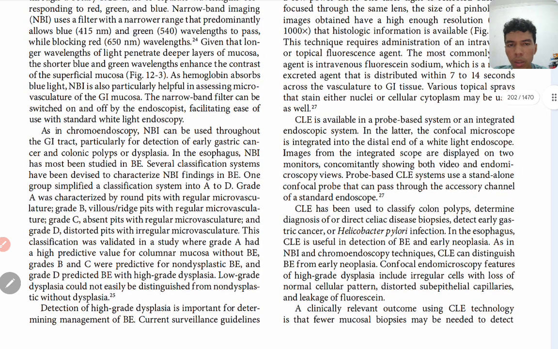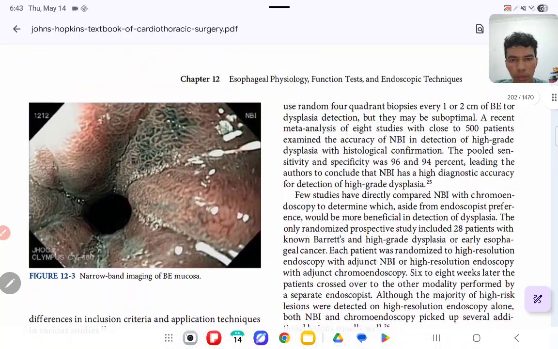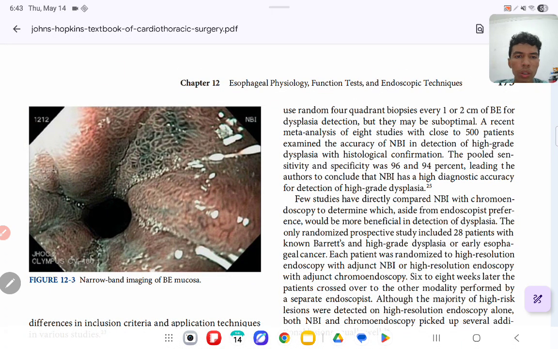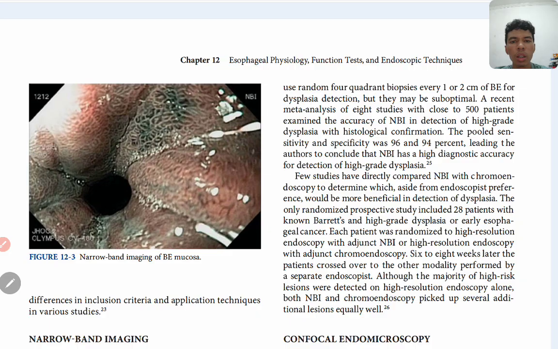Current surveillance guidelines use random four-quadrant biopsies over every 1 to 2 cm of BE for dysplasia detection, but they may be suboptimal. A recent meta-analysis of 8 studies with close to 500 patients examined the accuracy of NBI in detection of high-grade dysplasia with histological confirmation. The pooled sensitivity and specificity were 96 and 94%, leading the authors to conclude that NBI has a high diagnostic accuracy for detection of high-grade dysplasia.